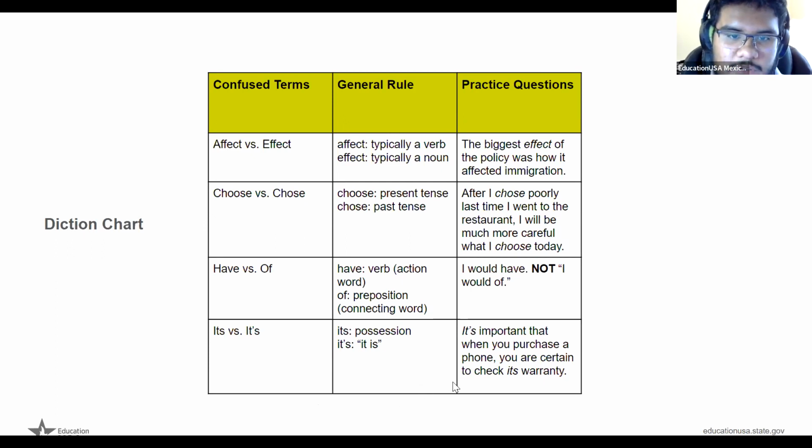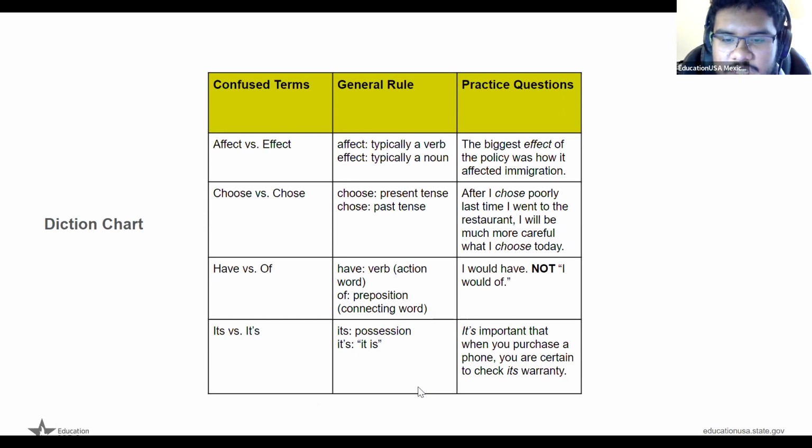While it's with an apostrophe means it is. It's a contraction. It's contracting the words it and is to form it is. It's the subject and verb together. So for this practice question, we can see it's important that when you purchase a phone, you are certain to check its warranty. The sentence starts with it is, as in it is important.